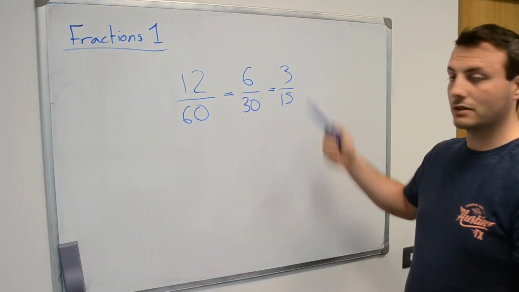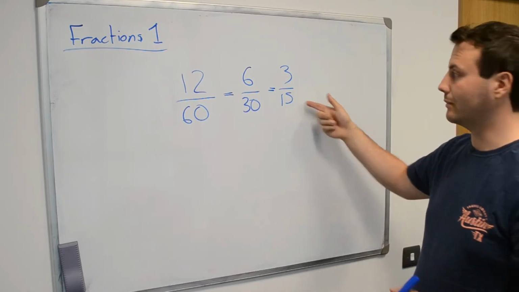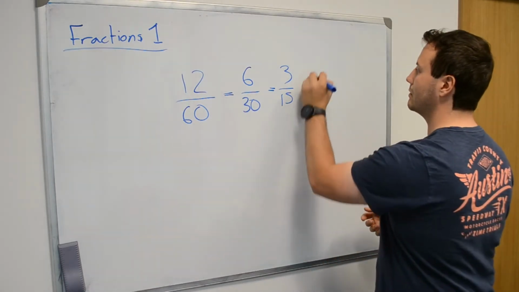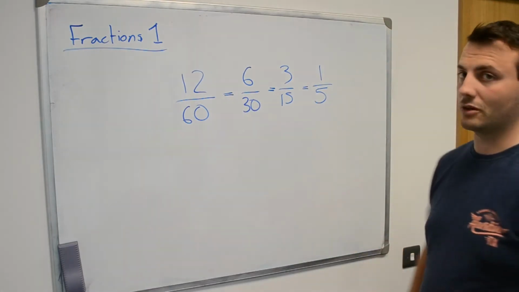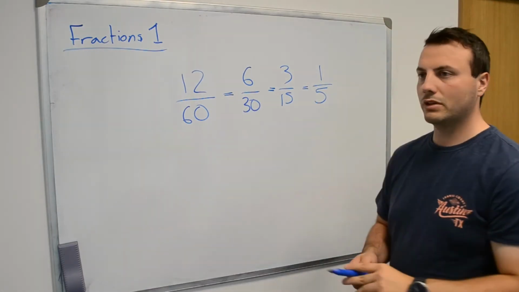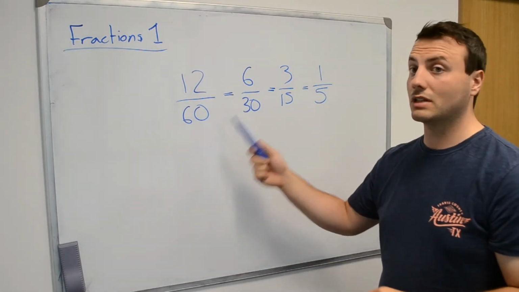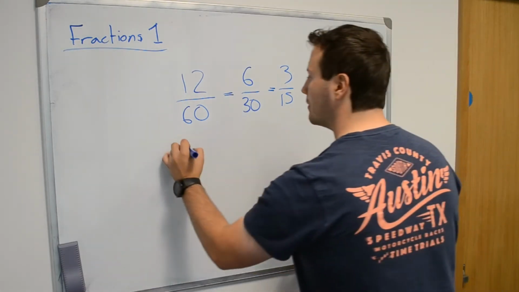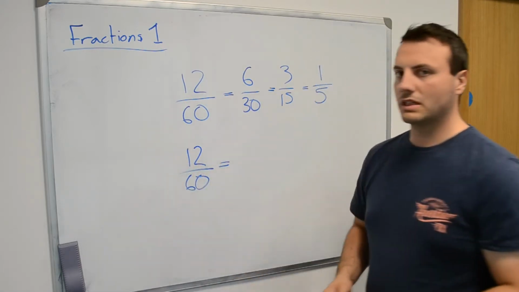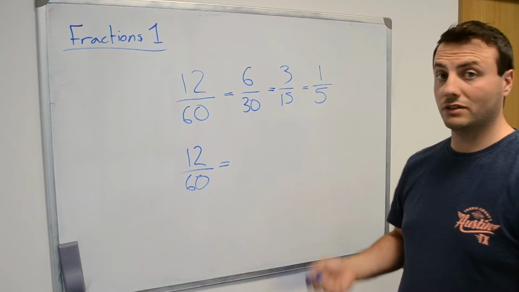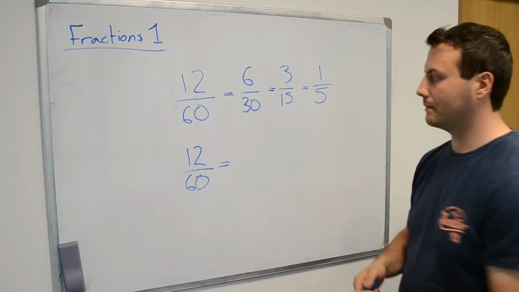Can this go further? Yes, because 3 fits into both of our numbers. We do that division, and we're left with 1/5. And this is the smallest you can make this fraction now. But what we can spot at the very beginning is that we could have used a larger multiple to start with. So instead of dividing top and bottom by 2, we could have divided top and bottom by 4.